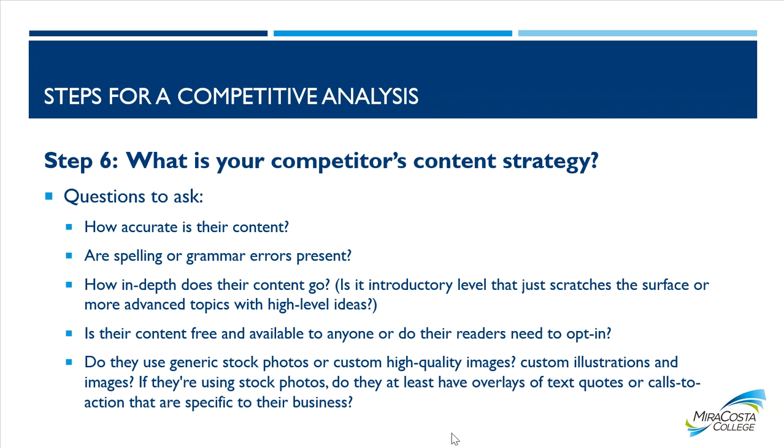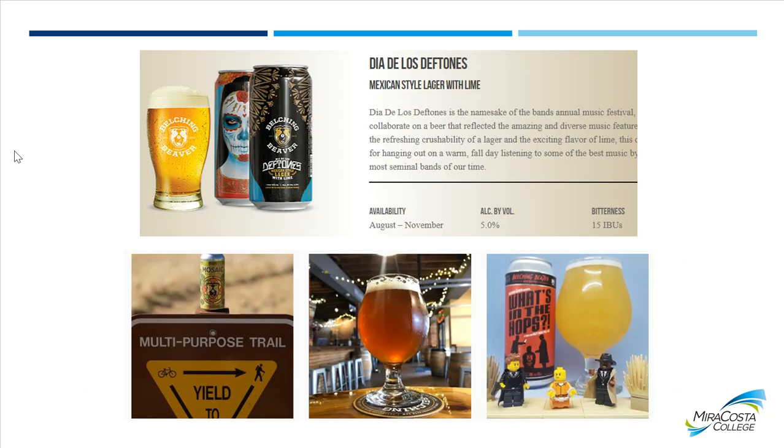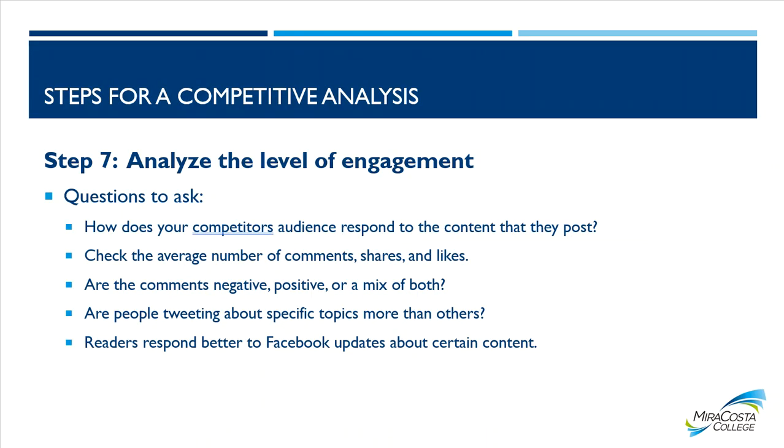Do they at least have overlays or text quotes, like where they're making actual graphics in software like Canva, as an example? What are their calls to action? Are they sending people to their purchase page, a website? So here's some more information, different posts on social media. Here's a special beer that they have that's only available August through November. I don't even know if they make this beer anymore, but it was really good when they had it.